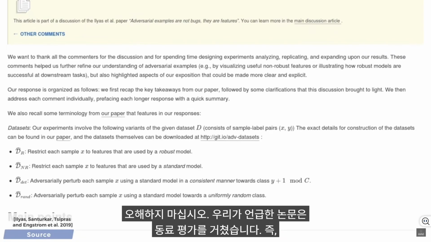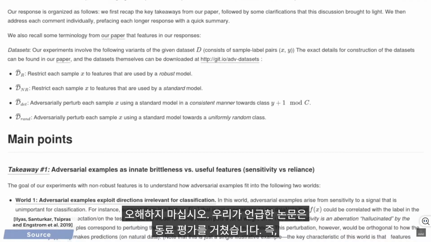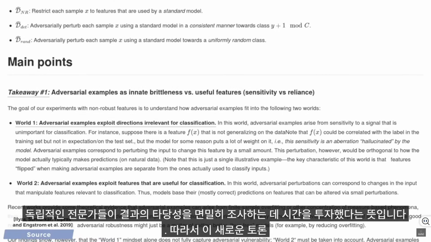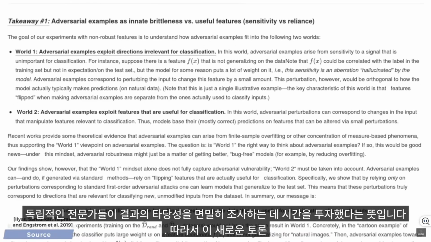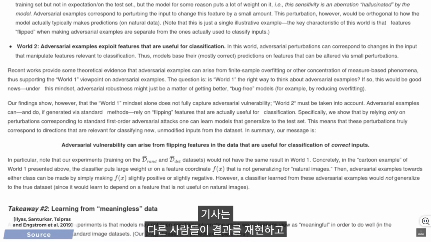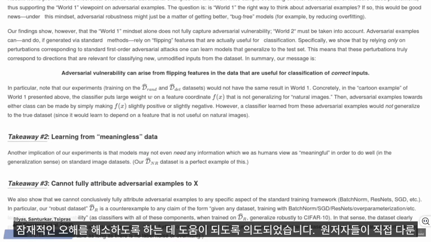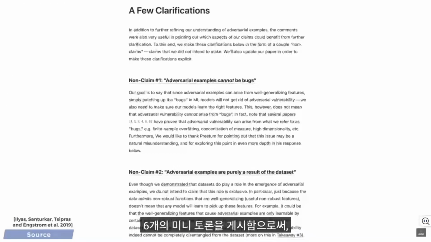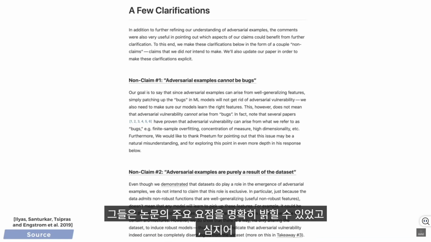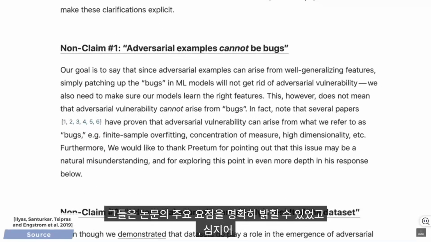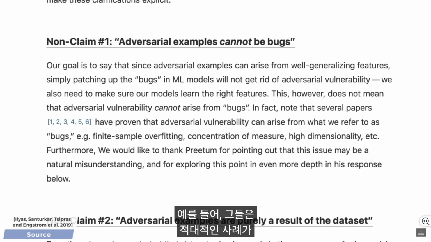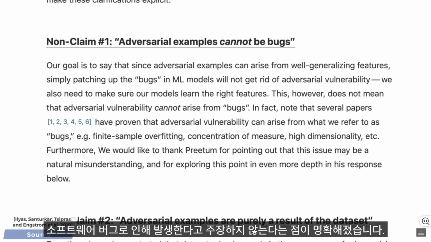Now, make no mistake, the paper we've talked about was peer-reviewed, which means that independent experts have spent time scrutinizing the validity of the results, so this new discussion article was meant to add to it by getting others to replicate the results and clear up potential misunderstandings. Through publishing 6 of these mini-discussions, each of which were addressed by the original authors, they were able to clarify the main takeaways of the paper and even added a section of non-claims as well. For instance, it's been clarified that they don't claim that adversarial examples arise from software bugs.